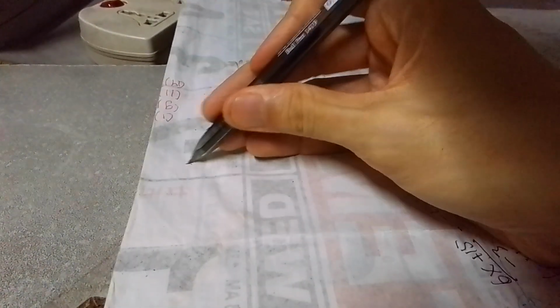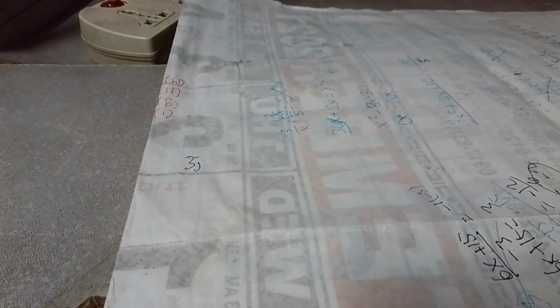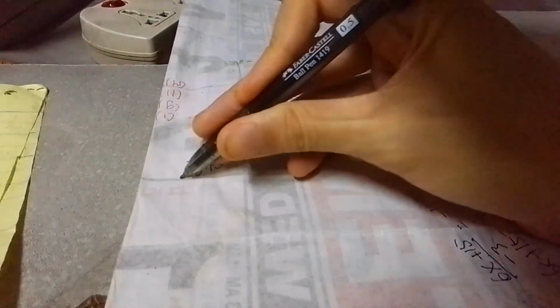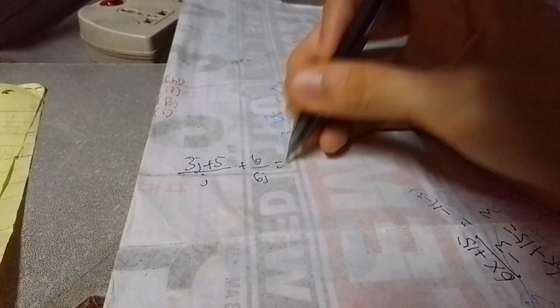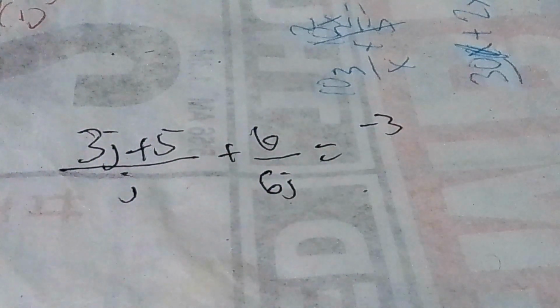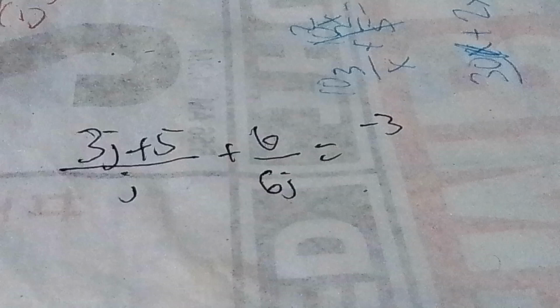Okay, so the equation goes like this. Let me put it down for you so it's not difficult. We have 3j plus 5, all divided by j, plus 6 over j, is equivalent to negative 3. Now, if you look at this equation here, what do you think is the LCD? The LCD is 6j.